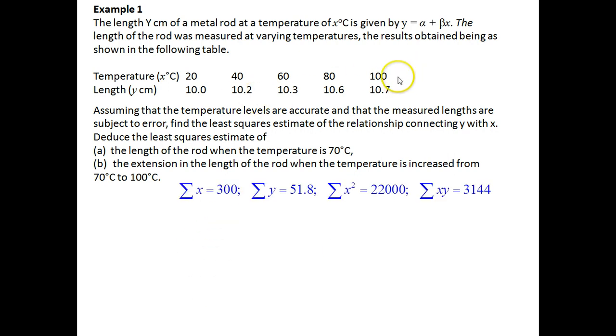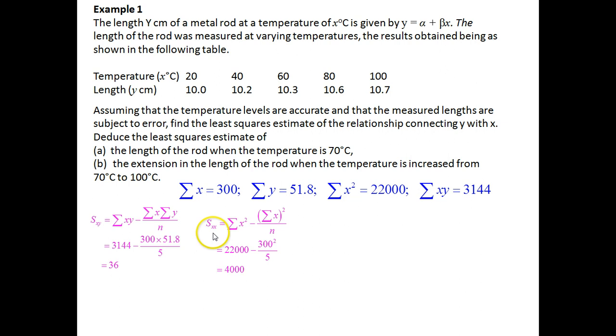So our summary measures: we need to sum the x, sum the y, sum the x squares, so square each one and sum them, and the x times y, so x times y and sum them. We don't need the sum of y squared this time. So our Sxy is the sum of each xy minus the sum of x times the sum of y over n. So we can work those out and we get 36. Our Sxx, which we need, is the sum of the x squareds minus the sum of x all squared over n, which becomes, after putting values in, 4,000.